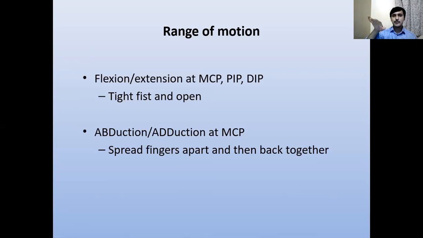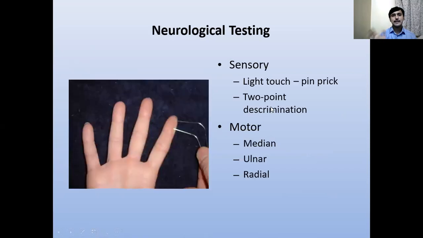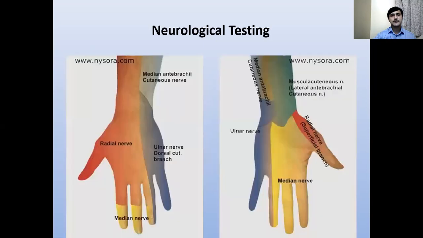That's a quick way of assessing the range of motion. If there is any abnormality, then you document it. Otherwise, you can just say that the range of motion is normal. That's in your exam, a quick way to save time. And neurological testing is important because you need to check the pinprick, you need to check 2-point discrimination, you need to see all the nerves, median, ulnar, and radial nerve.